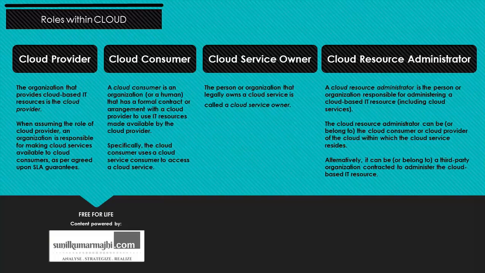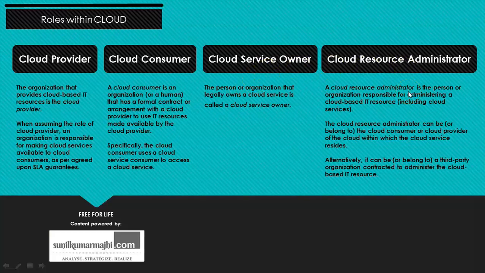Then there is the cloud service owner. The person or organization that legally owns a cloud service is called a cloud service owner. For example, Microsoft or Amazon are also the cloud provider and also the cloud service owner. Now when I say service, a service would have some name like Amazon Web Services. When I say cloud provider, it is just the company who is offering the cloud. When I say cloud service owner, what is that company offering? Amazon Web Services, or Google is offering some Google services. So this is the name of the service. So who is the owner of that service? Google or Amazon. Okay, so that's how cloud provider and cloud service owner are differentiated.